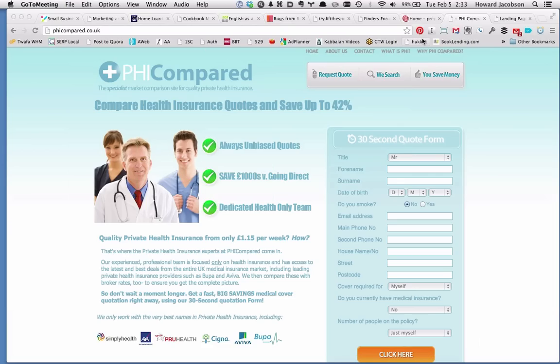PHI Compared is basically a lead generation website using AdWords, and it's aimed at the health insurance market in the UK. Okay. For those of us in the States, how does the health insurance market work in the UK? Last time I was there, I could walk into any hospital and get free care from the National Health Service, right? Things have changed, I guess.